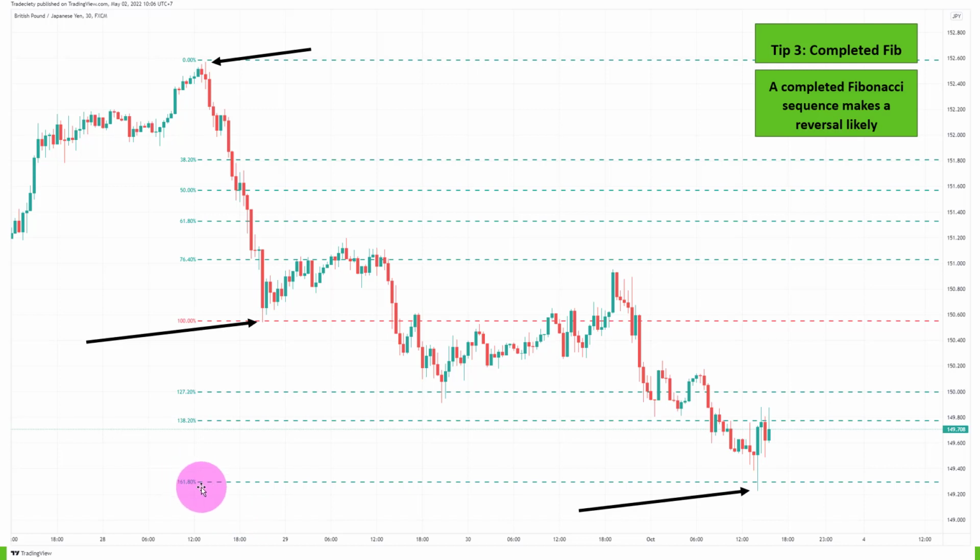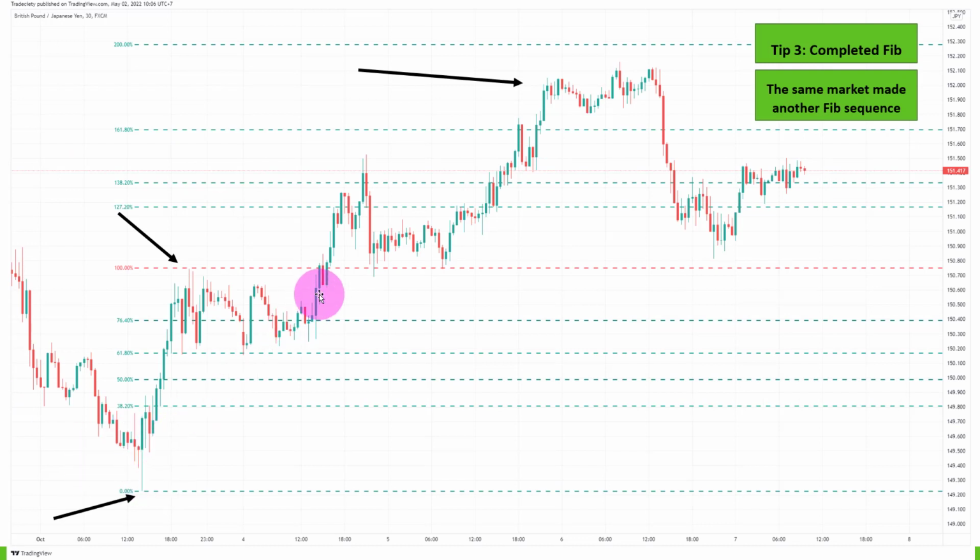So as the Fibonacci has been completed and we have also completed the Elliott wave count, it is not super likely that we're going to see a continuation. And when we just follow the price chart here a little bit further, we can actually see that the market did roll over, and we can do the same as well.